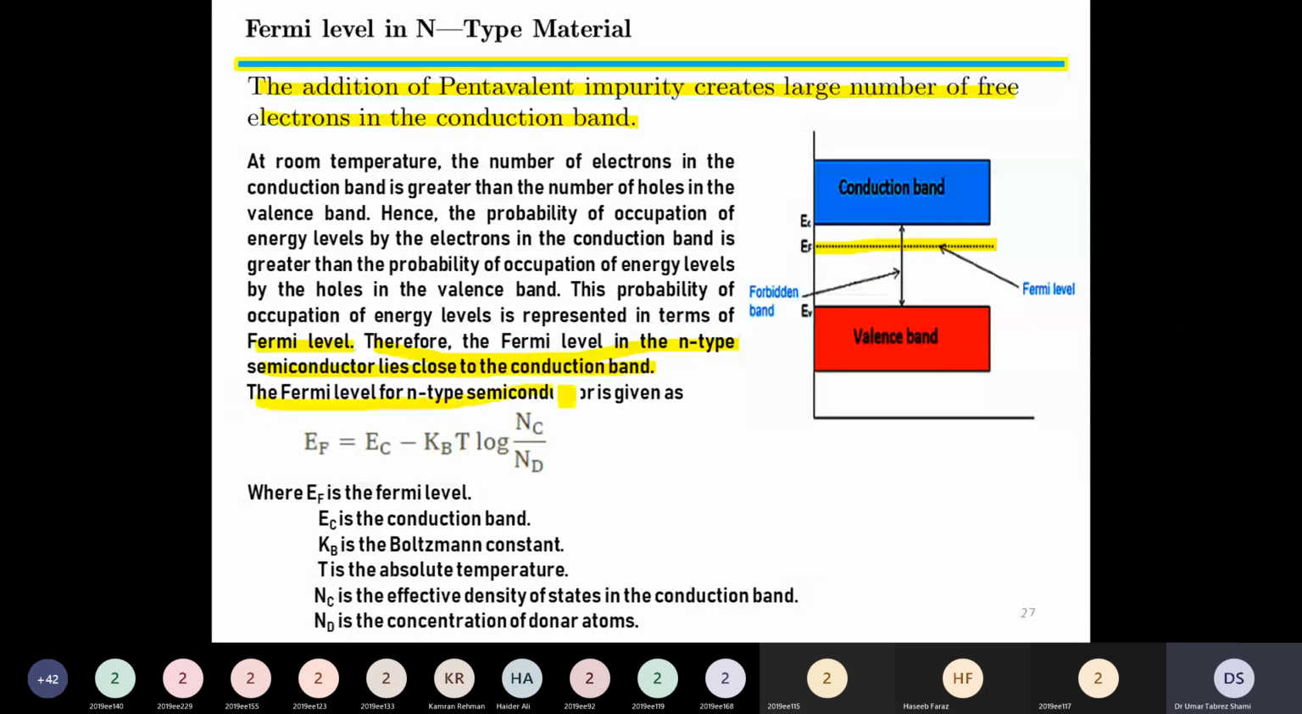The Fermi level of n-type semiconductor is given by this formula, where EF is the Fermi level, EC is the conduction band, k is the Boltzmann constant, T is the absolute temperature, and NC is the effective density of states in the conduction band. We will cover the density of states in the next slide. And ND is the concentration of donor atoms. Concentration means the quantity of donor atoms available.